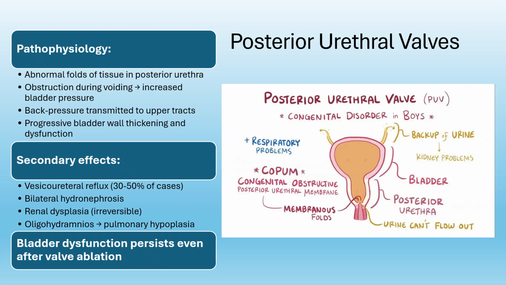This persistent dysfunction, termed valve bladder syndrome, manifests as reduced compliance, detrusor overactivity, and incomplete emptying. Up to 80% of patients have abnormal urodynamic parameters years after valve ablation, driving progressive upper tract deterioration throughout childhood. Understanding this pathophysiology explains why PUV management extends beyond valve ablation. Patients require lifelong urologic surveillance, with bladder management strategies to minimize renal injury. The irreversible nature of renal dysplasia and bladder dysfunction explains why PUV remains a leading cause of pediatric end-stage renal disease.